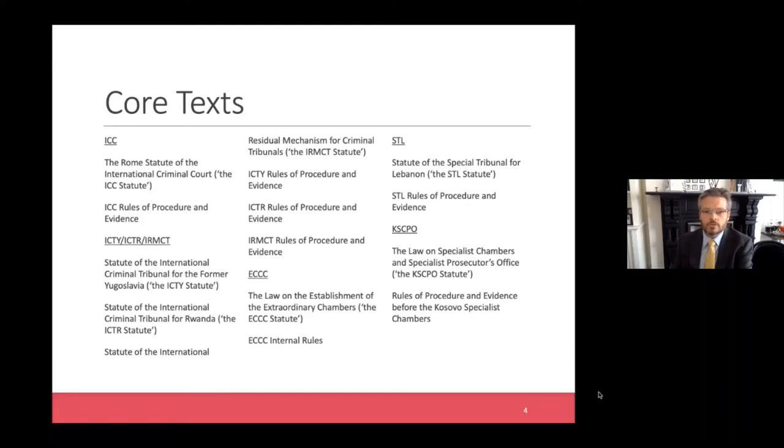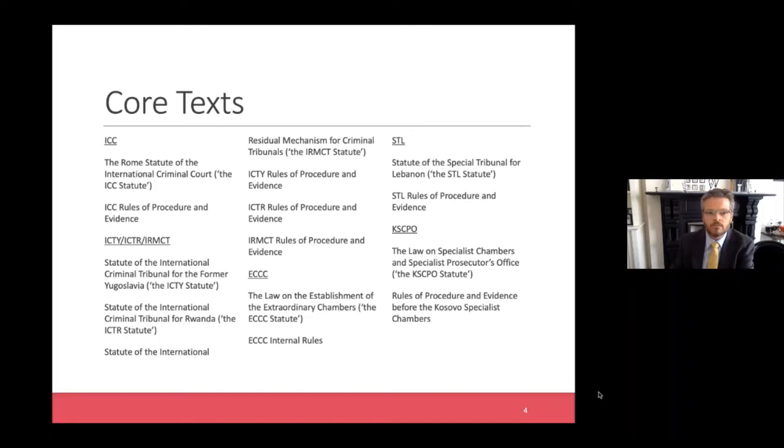Each of those courts, using that term to cover each of the courts, tribunals and chambers I've just referred to, has a founding statute setting out the jurisdiction of that court, the offences which it will try, basic principles, rights of suspects and defendants, and rights of appeal, etc. There are also rules of procedure and evidence that each court has adopted. So, for example, the court texts for each of the above courts are as follows.